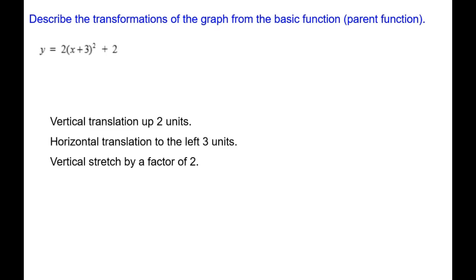So to specifically describe these transformations, we have a vertical translation up 2 units. There's a horizontal translation to the left 3 units. And then there is a vertical stretch by a factor of 2.